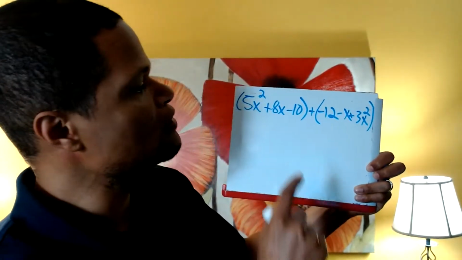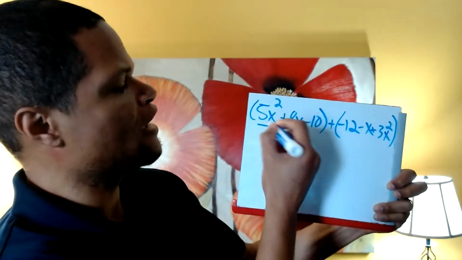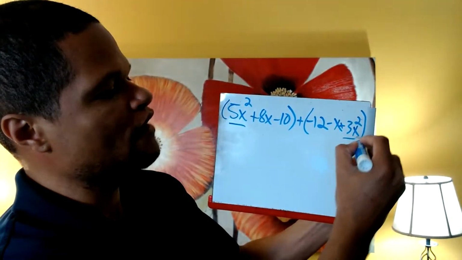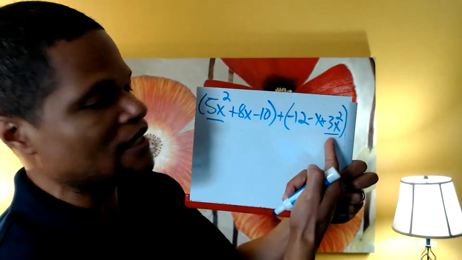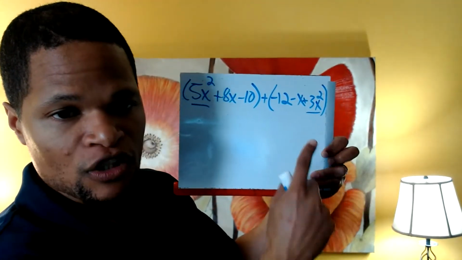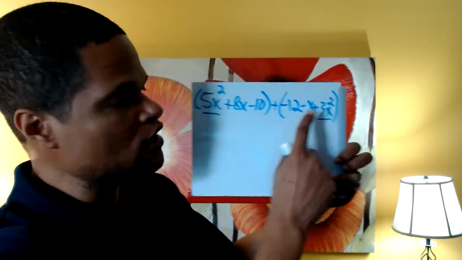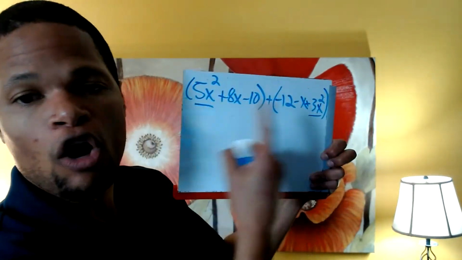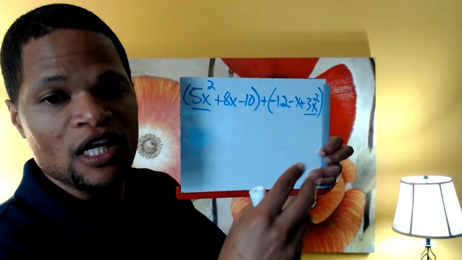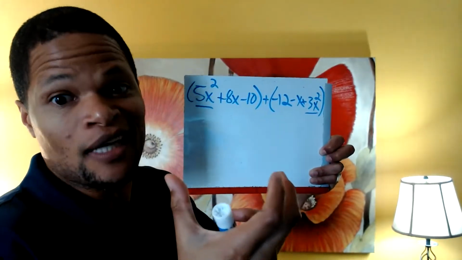Well, what I'm saying is, take a look here. You see how there's a 5x to the second? You got to find the other term in the other parenthesis that also has an x to the second. So if you look carefully, there's a 3x to the second in this parenthesis, a 5x to the second. They are the only ones that are considered like terms. Therefore, you can only add them together.